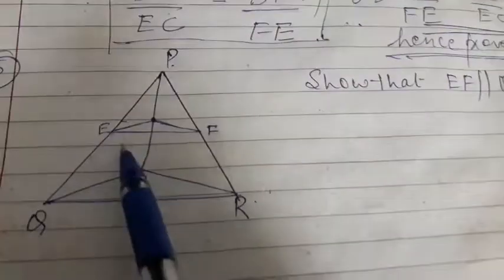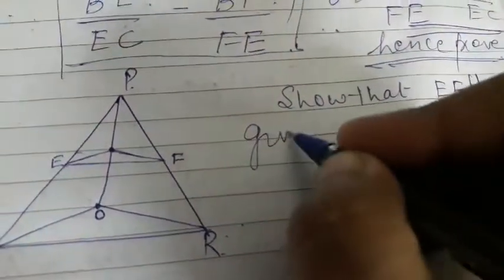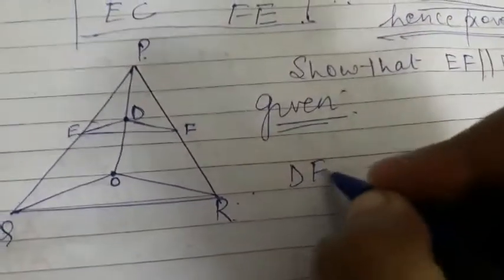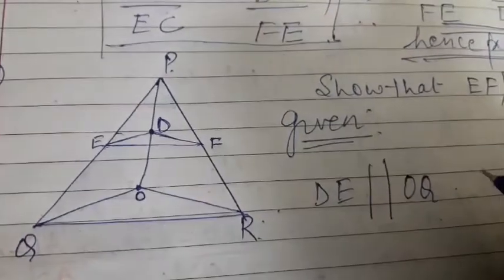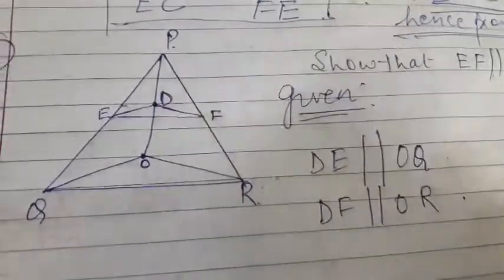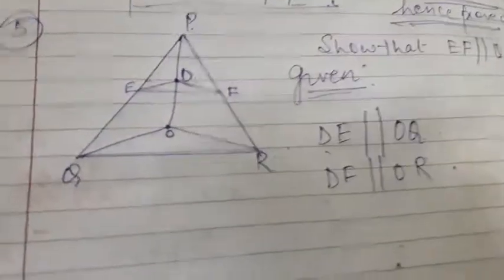PQR, and here you have to show that EF is parallel to QR. What is given in the question is that DE, now this is the point D, is parallel to OQ, and DF is parallel to OR. When the lines are parallel, children, only then can we apply the basic proportionality theorem.